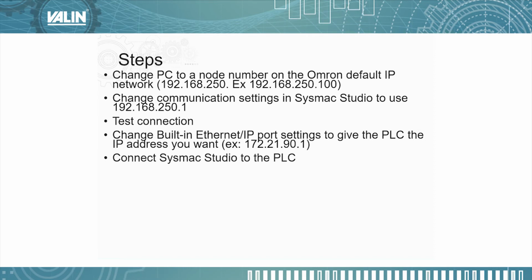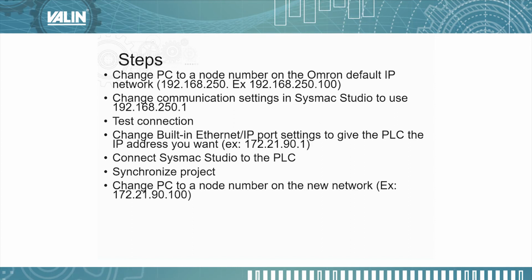We'll connect with Sysmac Studio and synchronize the project. Now we've synchronized the project and changed the IP address of the PLC Ethernet port to 172.21.90.1. We're going to change the PC back to a node number on the new network, which is 172.21.90, and perhaps node number 100 would work.